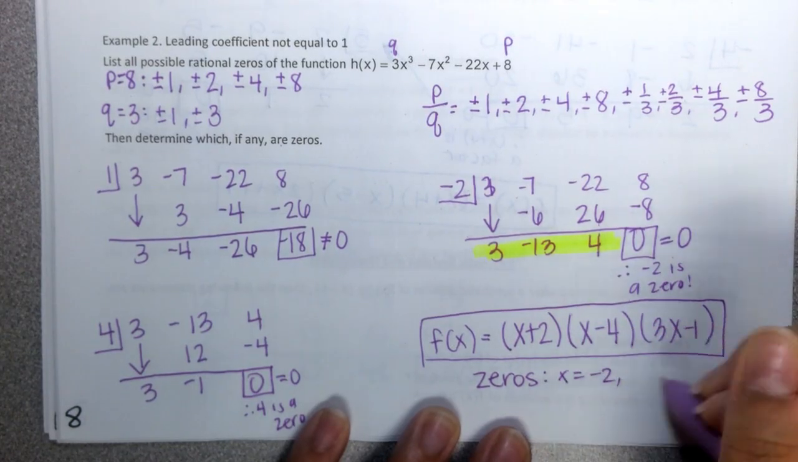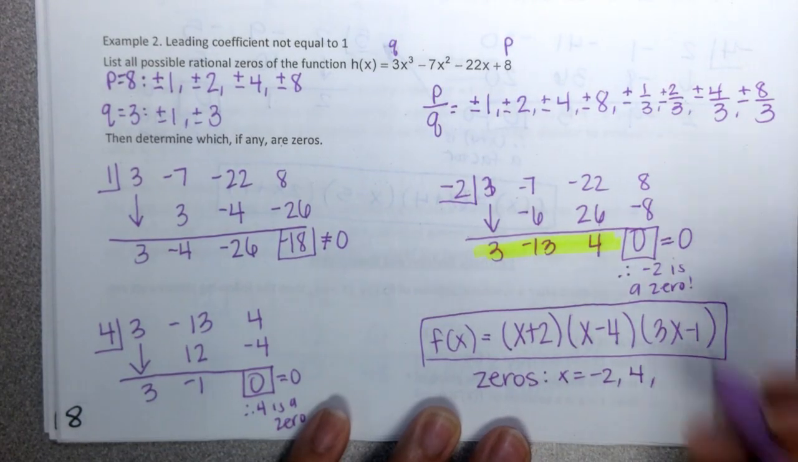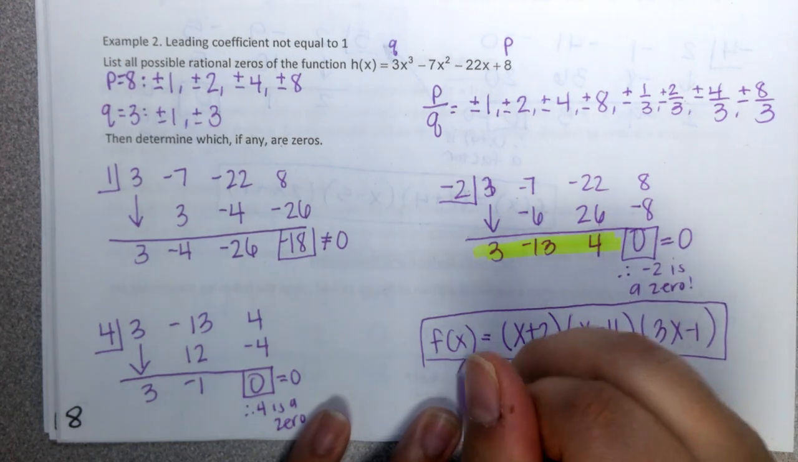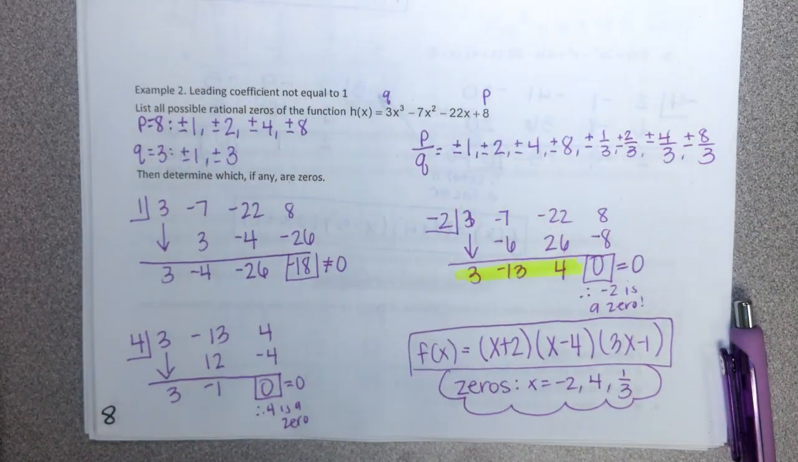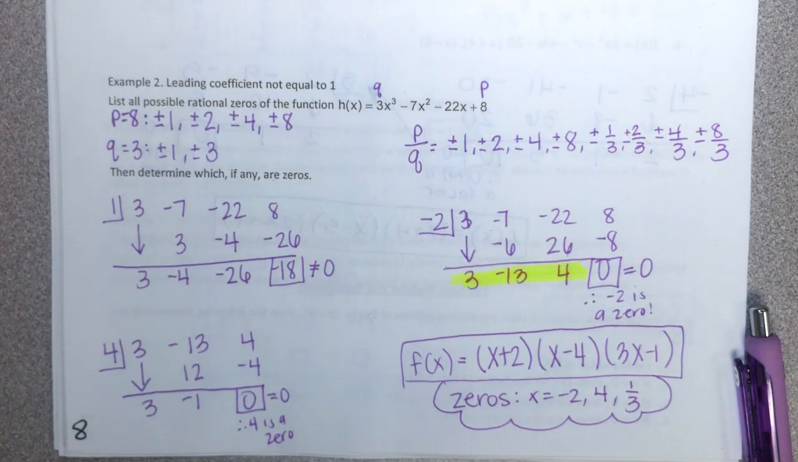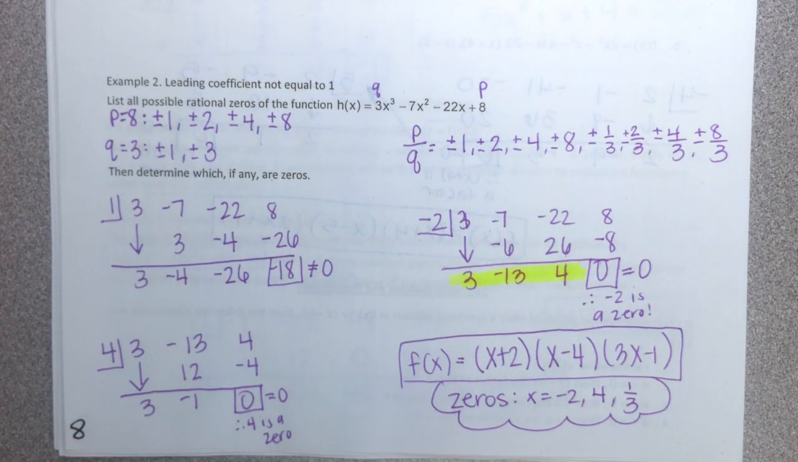So what are my zeros? -2, 4, and 1/3. You stop because it's another factor. You don't do more zeros if it's a cubic, right? If you add more factors, it would be higher.